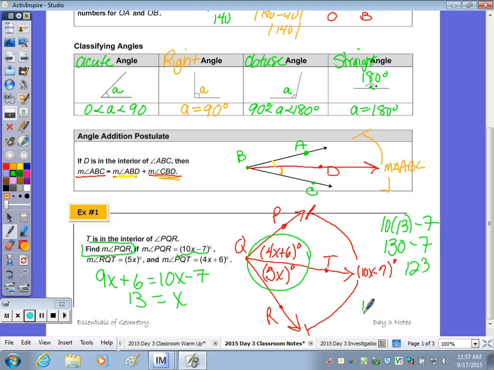123. And you should, again, answer the question in terms of what it was asking for. The measure of angle PQR is equal to 123, include your unit, of degrees.